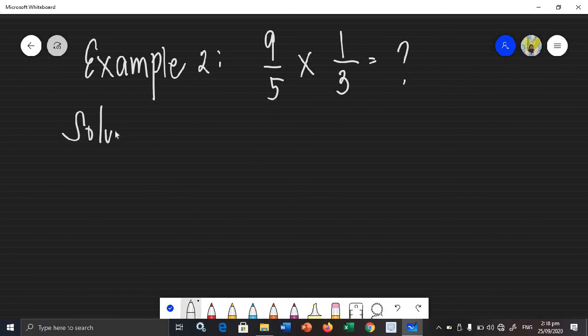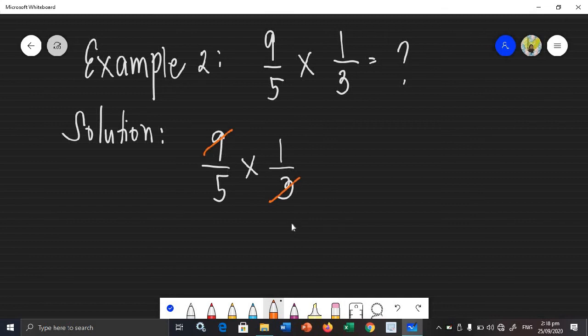So, solving this, 9/5 times 1/3, using the cancellation method, do we have anything we can cancel? Yes, we can cancel, right? Which is 9 and 3. Why? Because they have a common factor, which is 3. That's their common factor, 3. So, we need to divide both by 3. Okay? So, 3 divided by 3, that is 1. 9 divided by 3, that is 3. Okay, now, do we still have anything we can cancel? So, none. Therefore, we will proceed in multiplying them.